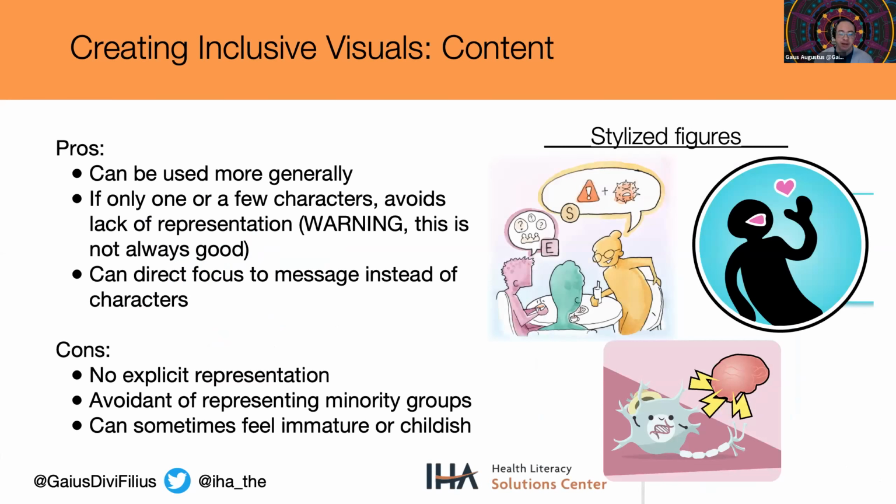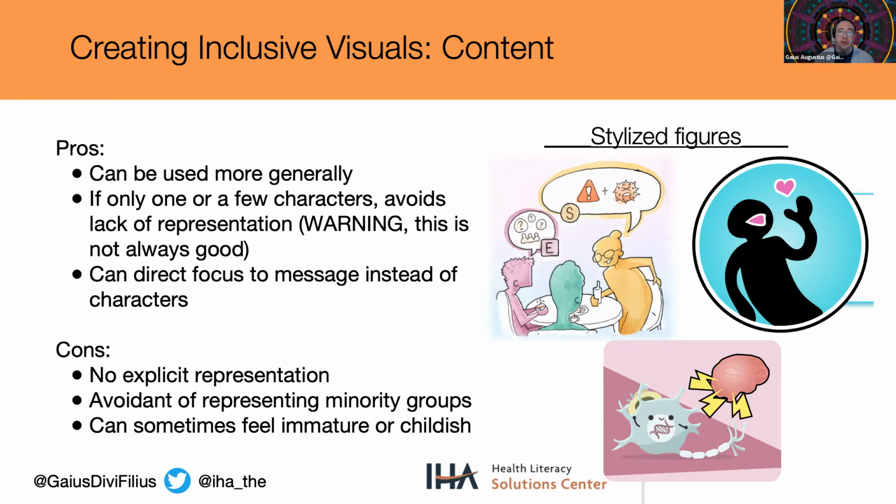So let's start with stylized figures. On the right, again, all my art, you can see that stylized figures doesn't always mean a human figure. The bottom is a neuron that just has a face on it. But the top left, you can see that there are these colored figures. And some of the great things about stylized figures is that you can use them more generally, as well as the idea that, especially if you have a few characters and you don't have the ability to have a lot of diversity because there are only a few characters, you can avoid some issues with just the lack of representation that inherently comes with that. Although, as a warning, that's not always a good enough excuse.